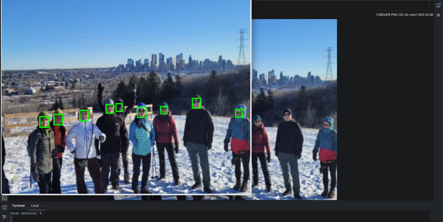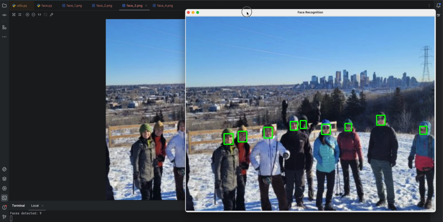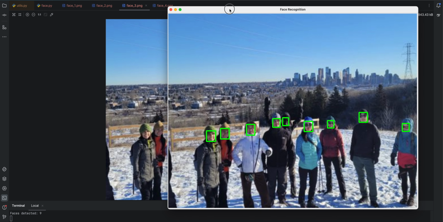So that's correct. Yep. So my algorithm to detect the faces is not impacted by whatever people are wearing and the background very much.